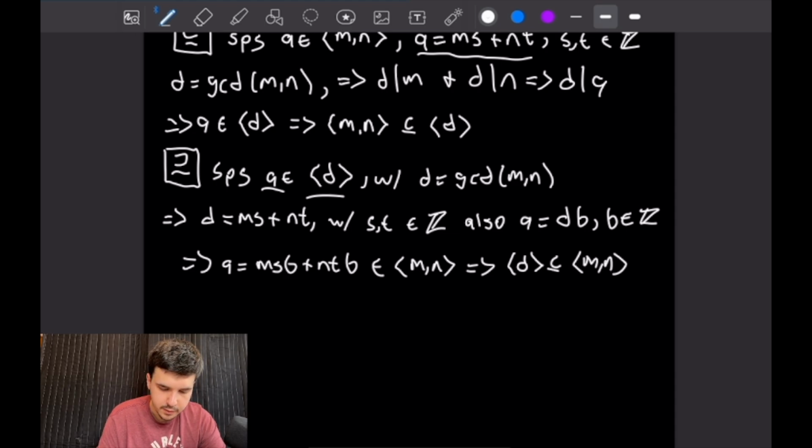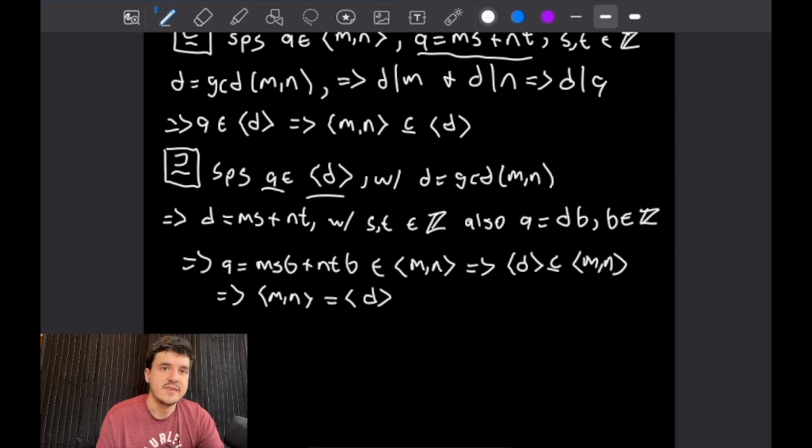And because we've proven both directions, that means that we have that the set generated by m and n must be equal to the set generated by d. Great, so that finishes this one off. So let's go ahead and get into our second to last example.